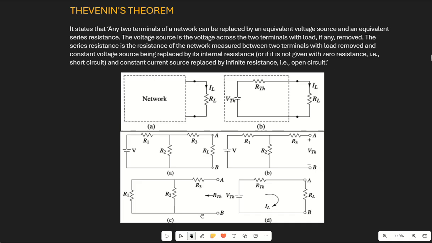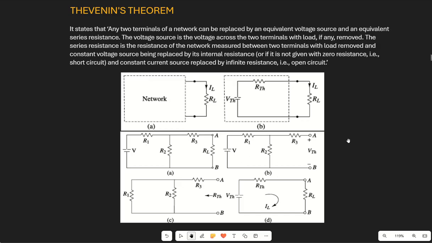So for determining RTH, it is nothing but the equivalent resistance of the circuit measured from the terminal where we have the load, and all the independent sources will be replaced by their internal resistance. That means, as we have discussed in case of superposition theorem, an ideal voltage source will be short circuit, and an ideal current source will be open circuit. After obtaining the value of VTH and RTH, we will determine the current IL using this simple network. So this is about Thevenin theorem.